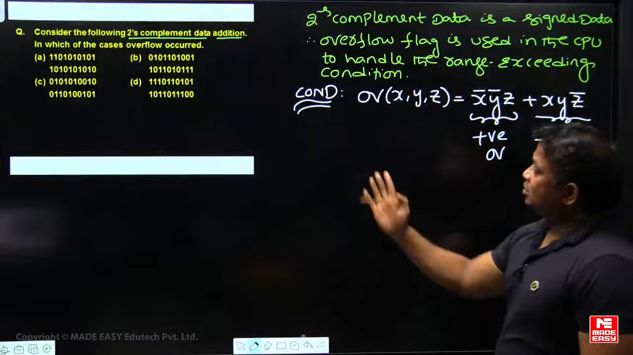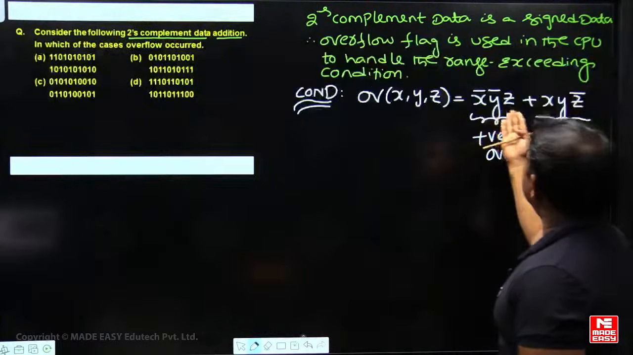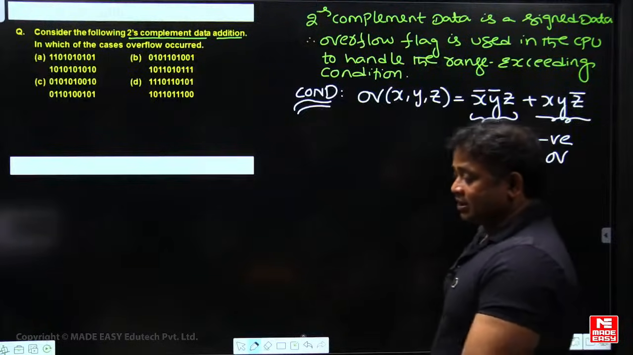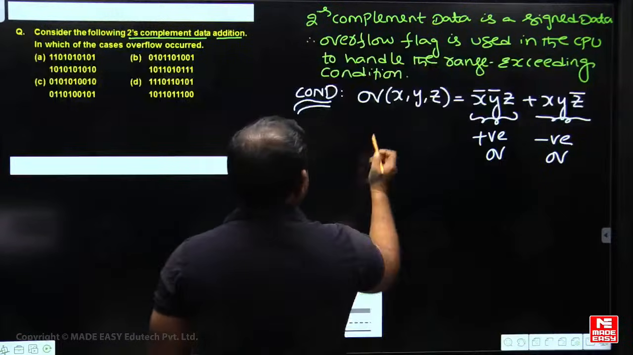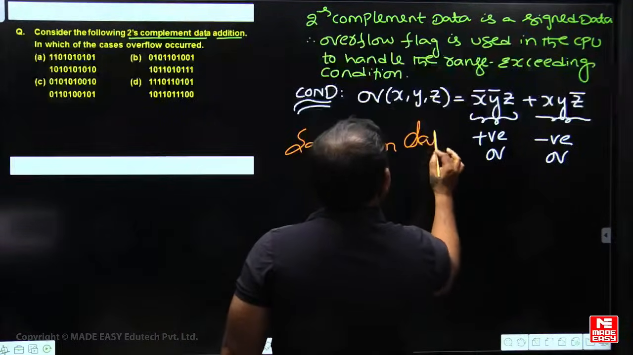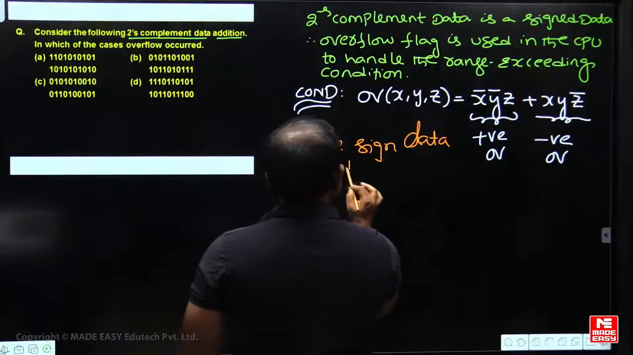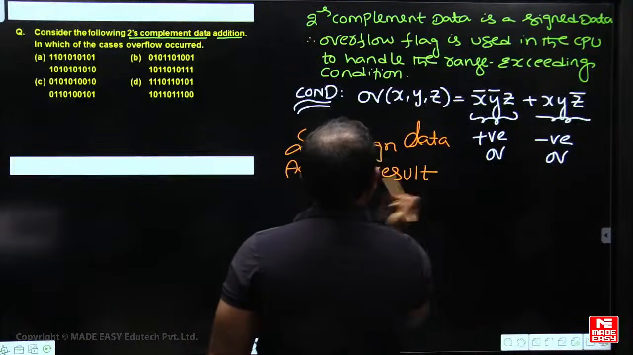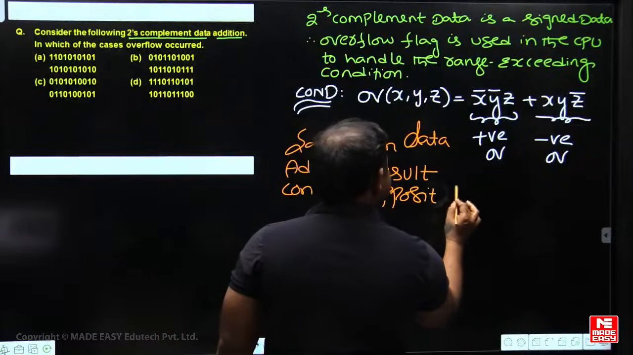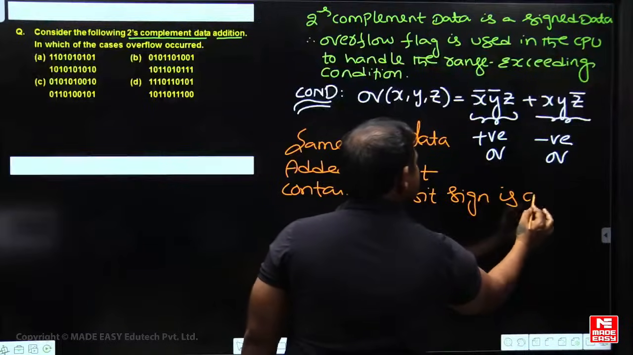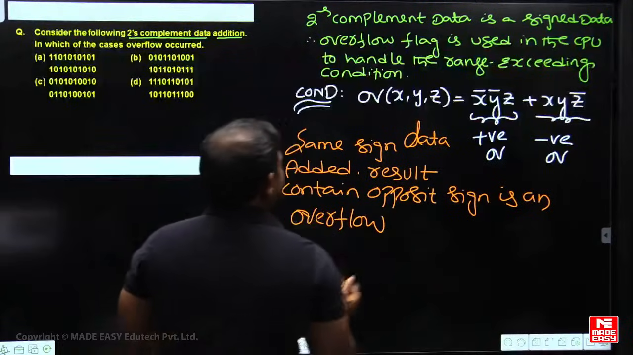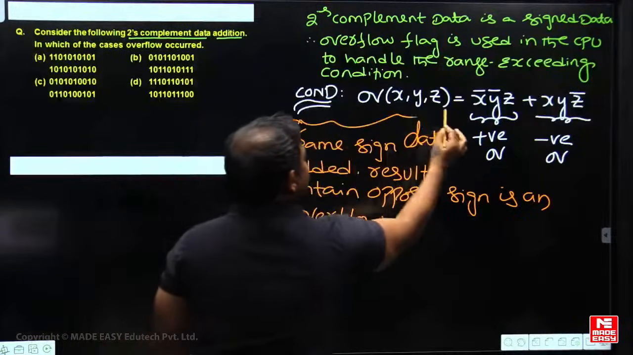Directly you do the addition operation and compare with this result. When same sign data is added, if the result contains the opposite sign, that is the overflow. The meaning: same sign data added, result contains opposite sign is an overflow.